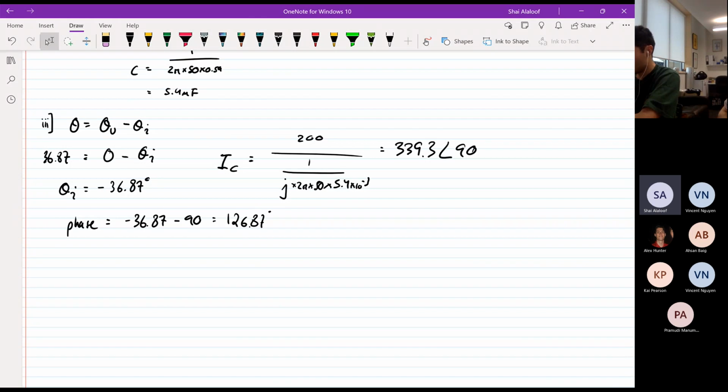So 90. You can do 90 minus 36.87, which will give you, it doesn't matter, just as long as the magnitude of the phase difference is correct. Those are just two ways. Since it's asking for the phase difference between source current and capacitor current, isn't that just the answer, 90?